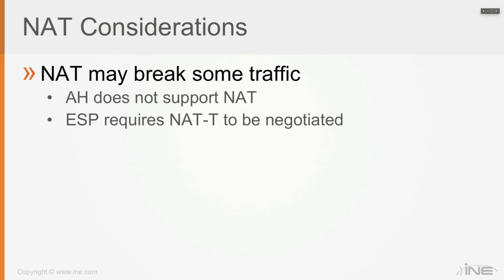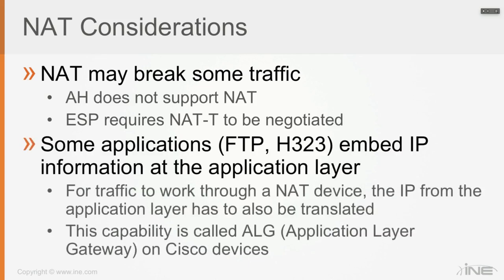It's another discussion. Now also, some applications like FTP, H.323, LDAP, or SIP embed the IP address information at the application layer. Which means for that application to work through a NAT device, the IP from the application layer has to also be translated. This capability is called application layer gateway on Cisco devices.